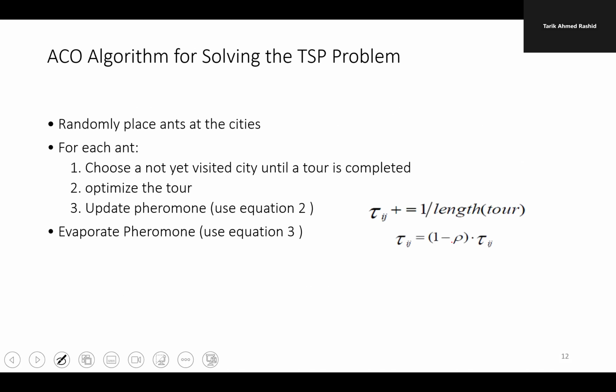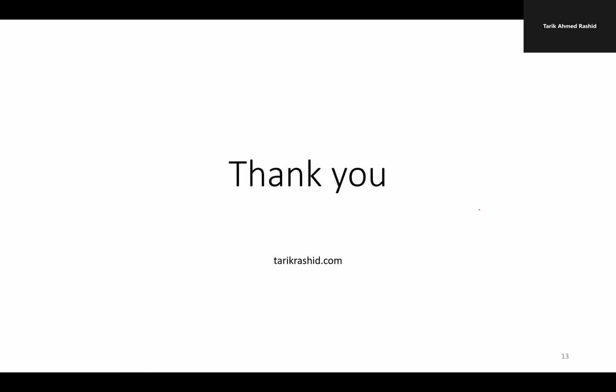So here's the algorithm. We randomly place ants at the cities. For each ant, choose a not yet visited city until a tour is completed. Optimize the tour, update the pheromones using this equation, and then the path that is no longer important, the path that has less pheromones, will get evaporation from here. So the evaporation will be done by that. So that's more or less the first theoretical part of ACO.